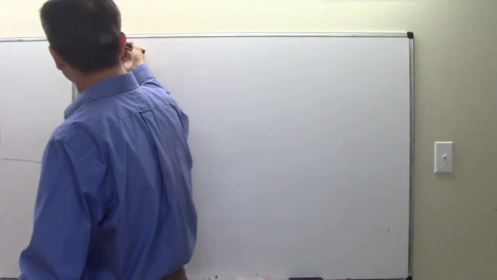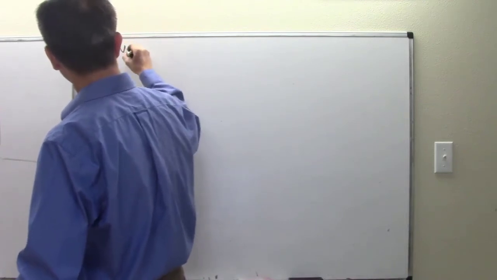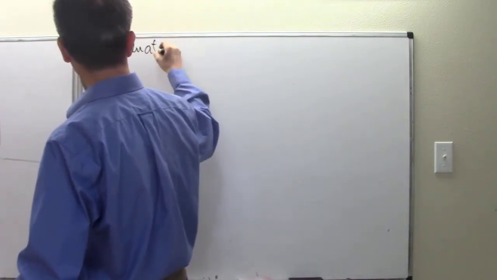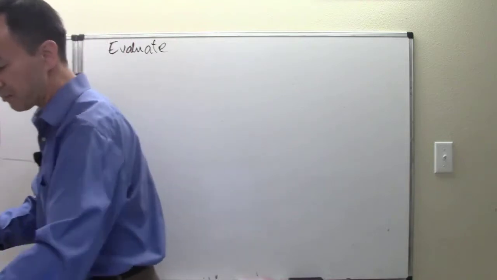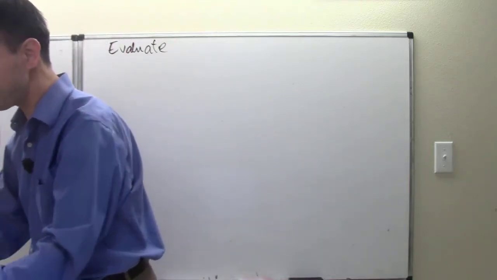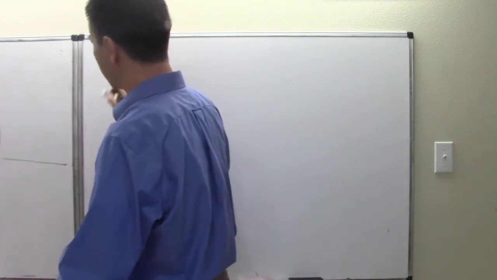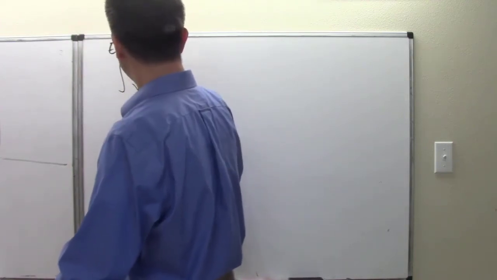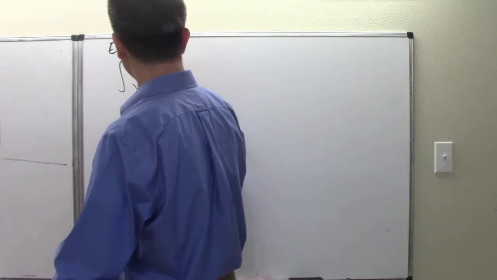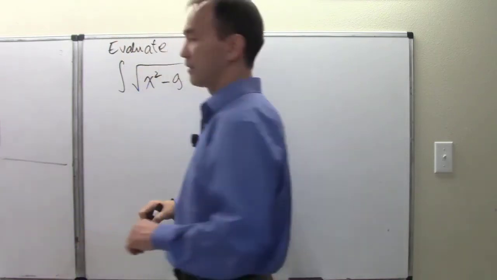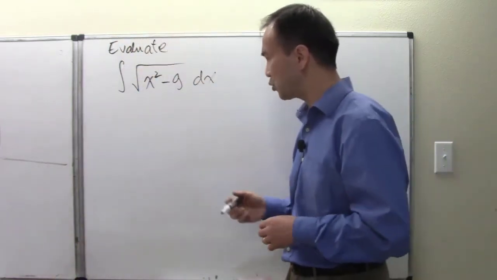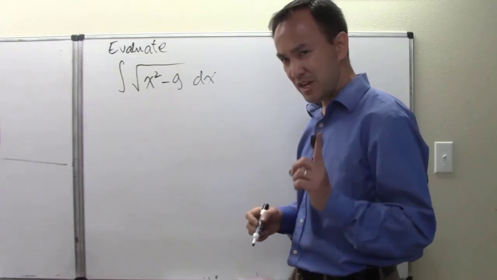I'm going to introduce this problem. Let's evaluate, how about in my promoting problem here, the integral of the square root of x squared minus 9. So it's this integral over here, x squared minus 9. Be careful.